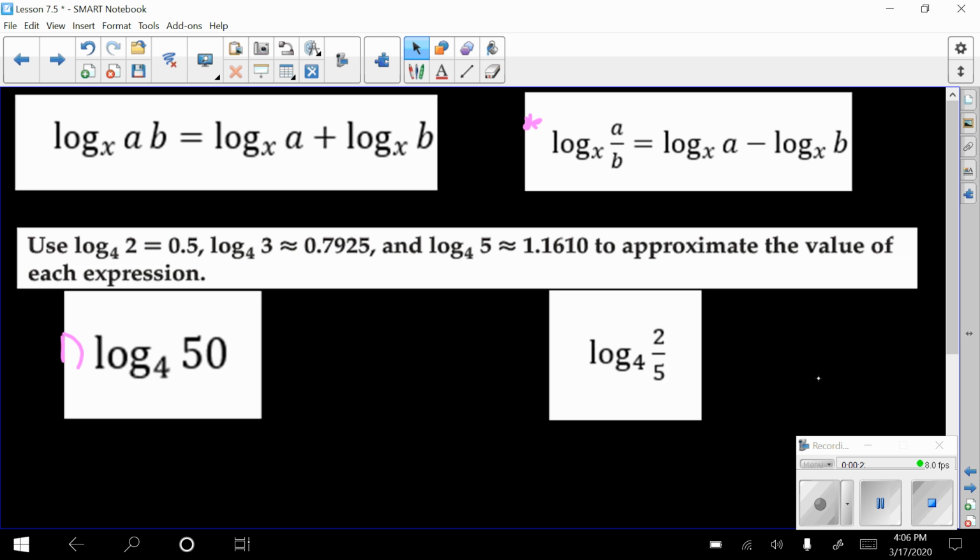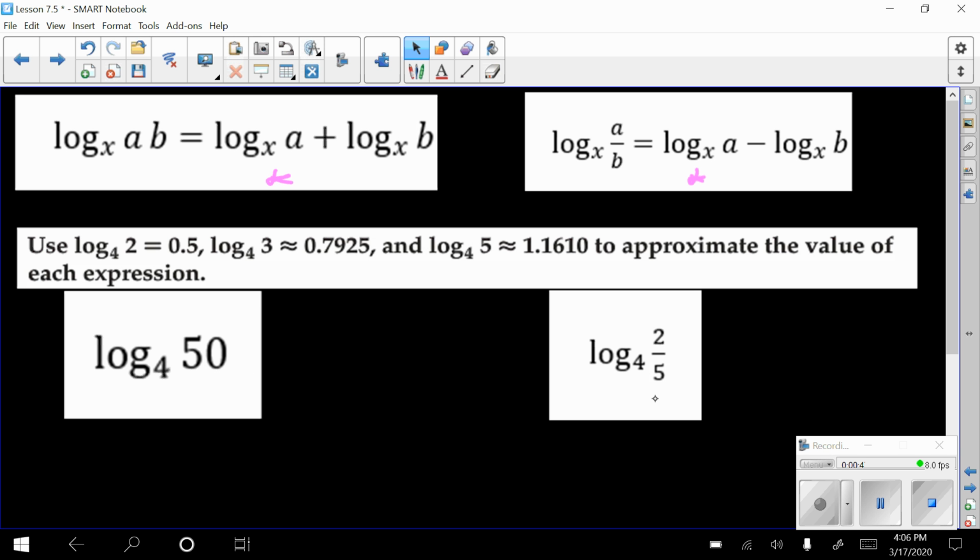Up at the top of your screen, I put both properties that we're going to use in this example. I've got the product rule on the left, that's this one, and then I've got the quotient rule on the right, which is that one. We're going to use those to help us solve these two problems down here at the bottom. So we're going to look at log base 4 of 50 and log base 4 of 2/5. We'll take each one separately.